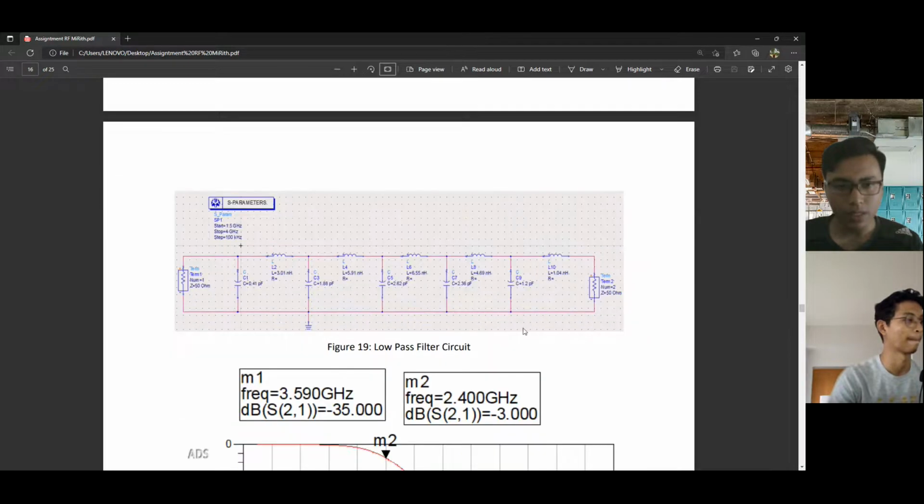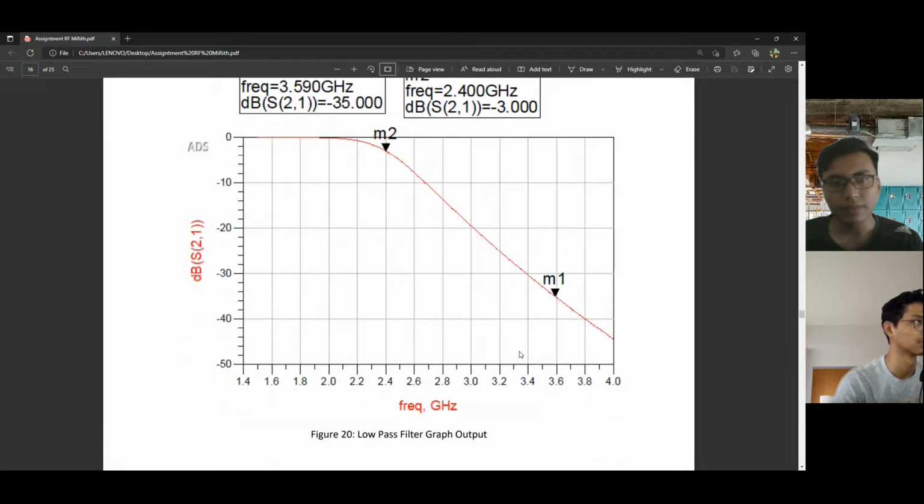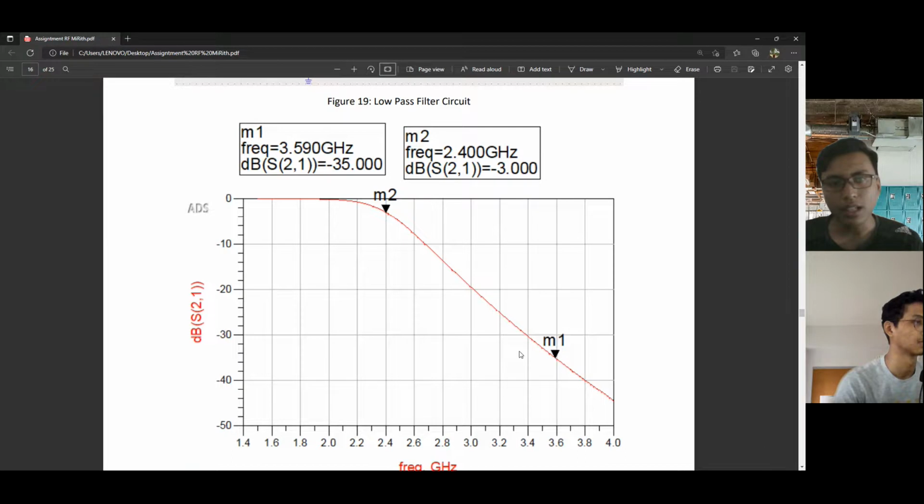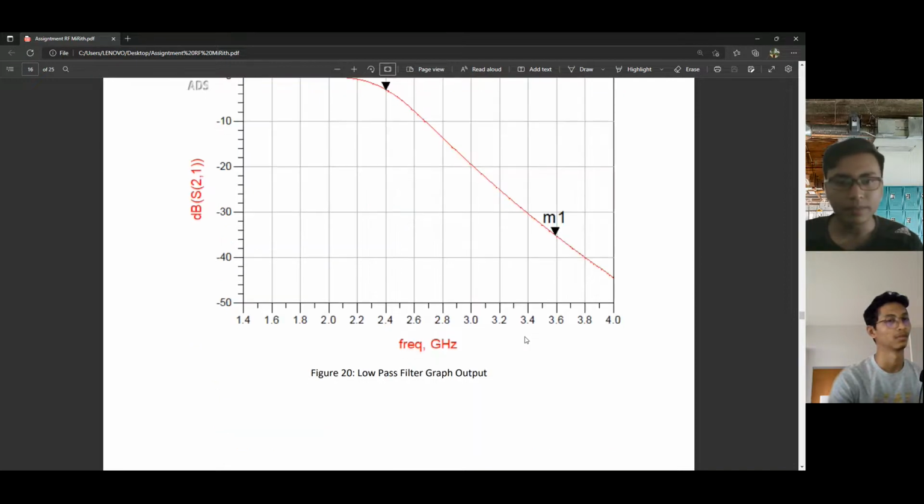Next. For the circuit, we designed it following the low pass circuit, starting with capacitance. We used 5 capacitors and 5 inductors. As the result, first M2 is equal to the cutoff, which is 2.4 GHz, and M1 equal to 35 dB. It is not the exact value at 3.4 GHz, but actually we get it near.